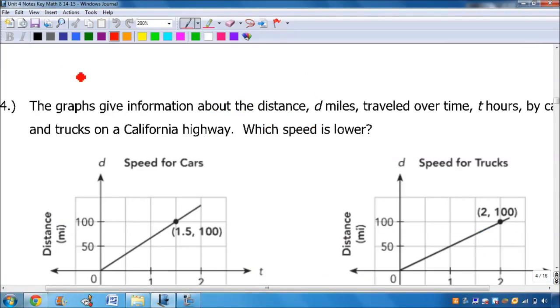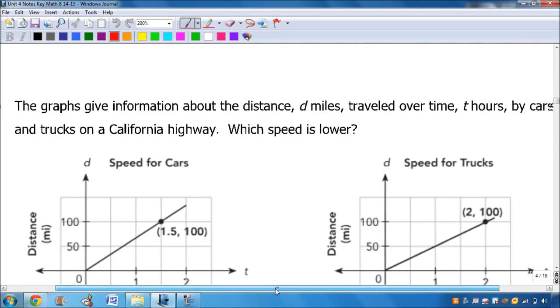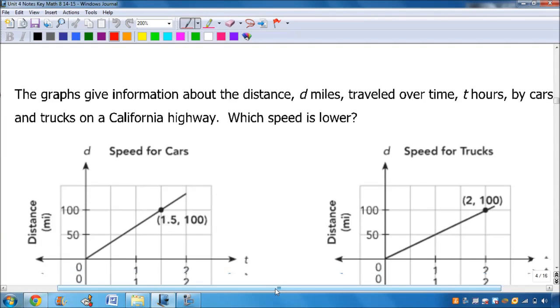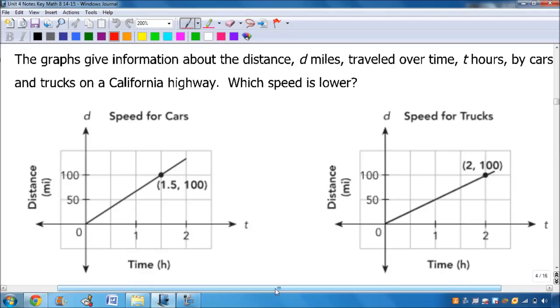All right, let's take a look at question number 4. It says the graphs give information about the distance d miles traveled over time t hours by cars and trucks on a California highway. Which speed is lower? So again, all I'm going to do is figure out what's the rise of this problem and what's the run of this problem, just like we've done in our previous examples. So our rise for this problem would be drawn in like this.